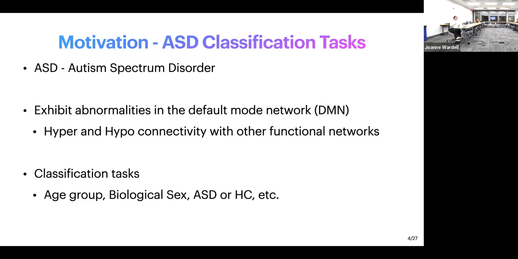Of course, using other kinds of neuroimaging data, you can do classification tasks based on age group, biological sex, and look for other biomarkers as well. But I think this paper is mainly focused on the ASD classification versus healthy control.